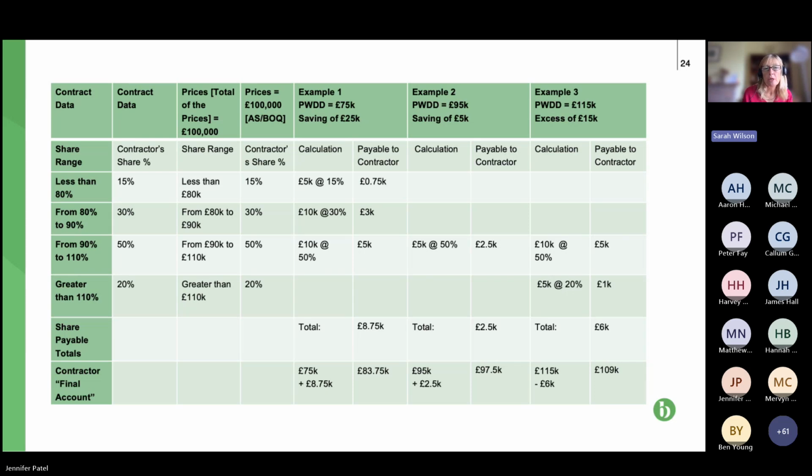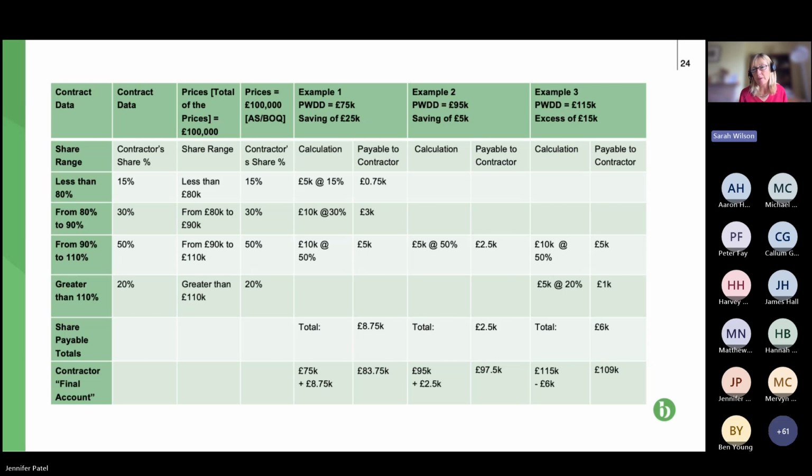So we've got the total of the prices is £100,000. So basically that's our target. Doesn't matter what it was in the contract. It's the target impacted by the compensation events. And of course, for my example, to keep it simple, we are assuming that both parties agree that the target, the prices, is properly £100,000. What we know for example 1 is the price for the work done to date. So the total of all those interim payments is £75,000.